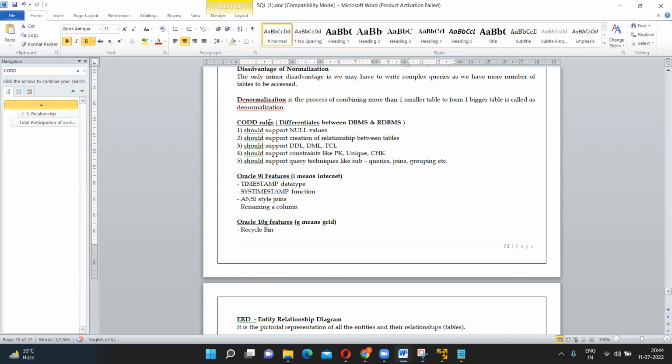I told you, you should know some of the theoretical things like Codd's rules. Codd was a great scientist of SQL, guys. He said that for a DBMS to qualify as an RDBMS, it should support these properties. These are called Codd's rules. So it should support null values, creation of relationships between tables, DML, DDL, TCL, primary key, unique, check, techniques like subquery, joins, grouping, etc.